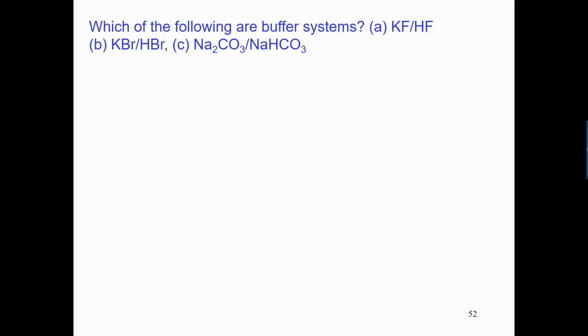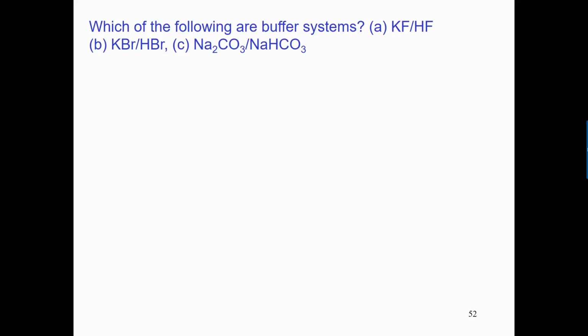Okay, which of the following are buffers? Is KF, HF a buffer? Can you make a buffer out of KF and HF? Okay, the way you know is if it establishes an equilibrium, meaning it has to be a weak acid or a weak base. So, does KF and HF, is HF a weak acid? Yes. So yes, you can create a buffer from that.